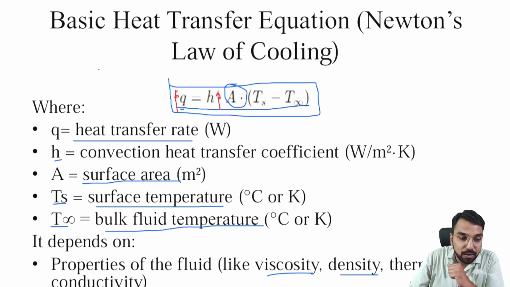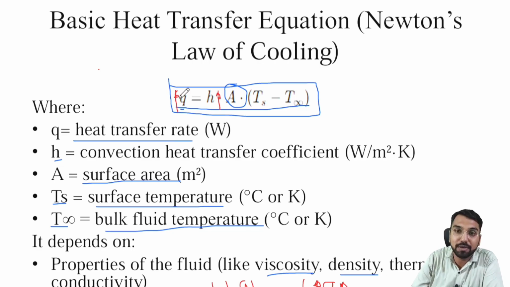So by this, if the laminar flow has a lower H value, then Q, that is heat transfer, will also be less. In turbulent flow, if the H value is more, then the Q value, that is the heat transfer value, will also be more. It is a general thing, because heat transfer is directly proportional to the convective heat transfer coefficient.